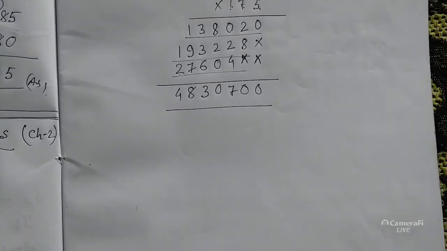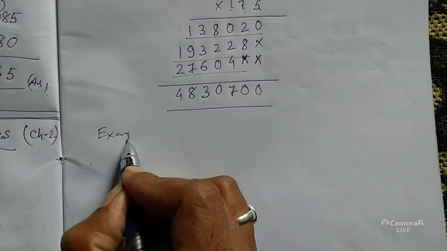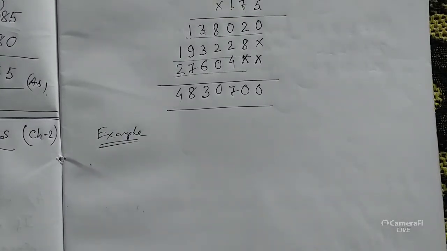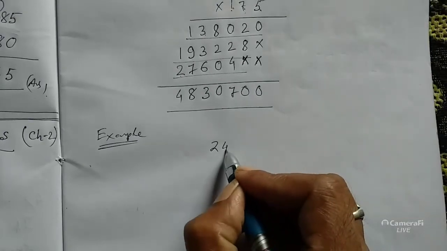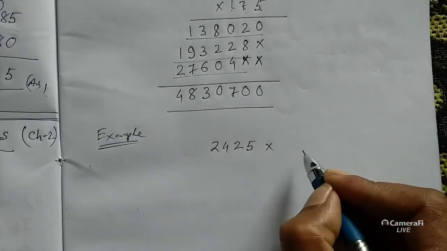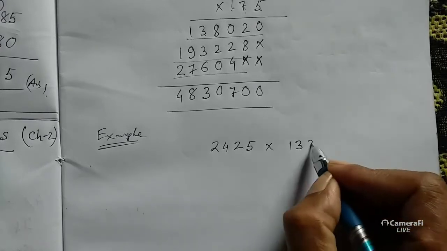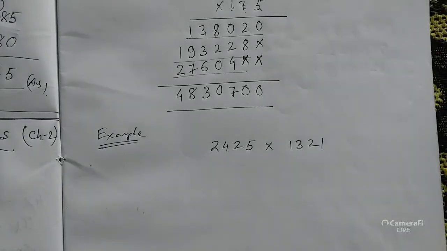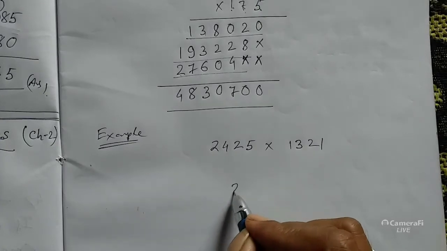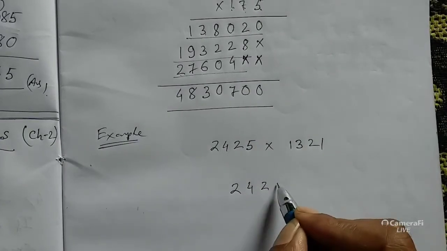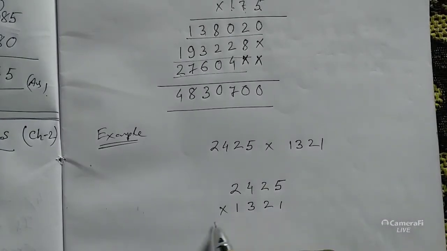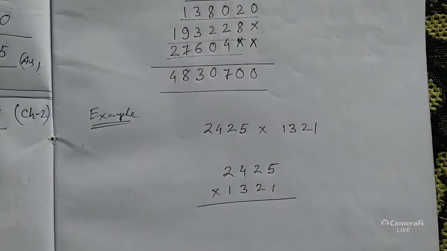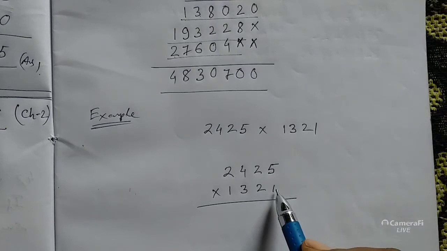Example, suppose we are multiplying this one, a 4 digit number 2425 with a 4 digit multiplier, this one. Okay, so let us first arrange the multiplicand, then the multiplier, then the product sign. Now start with 1 table.